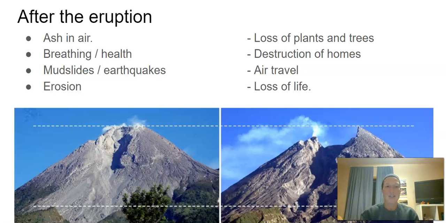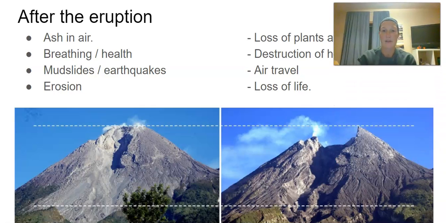Now, there's going to be ash in the air. It's going to be really hard to breathe. It could be really bad for your health. It could cause mudslides and earthquakes. Obviously, lots of erosion is happening, lots of loss of plants and trees. It can even destroy homes. It could even kill people, loss of life if people don't get out of the area in time. And it can even disrupt air travel as well. There was a volcano over Iceland that actually grounded planes for a couple of months because it was so bad.